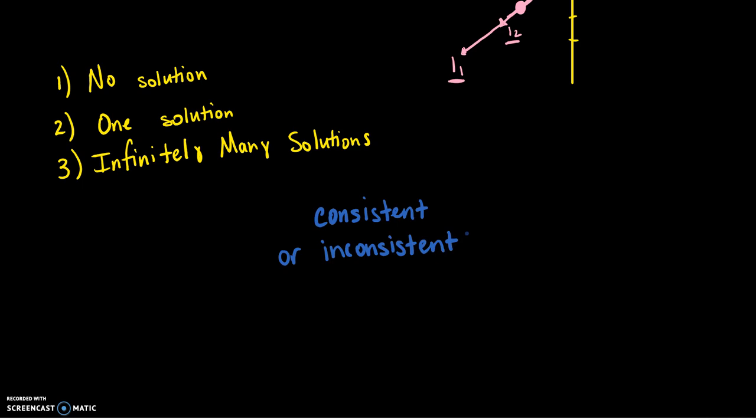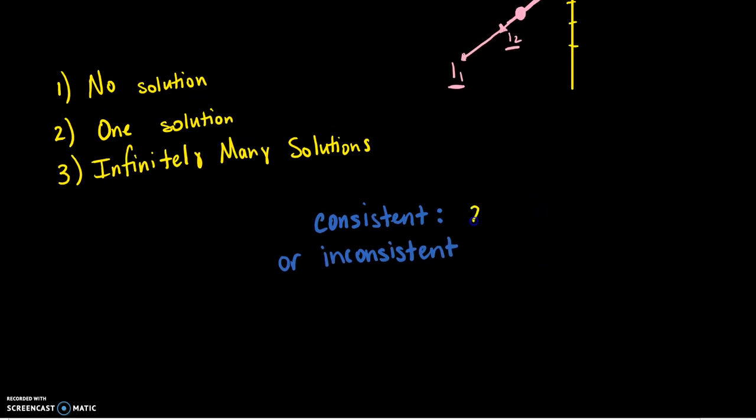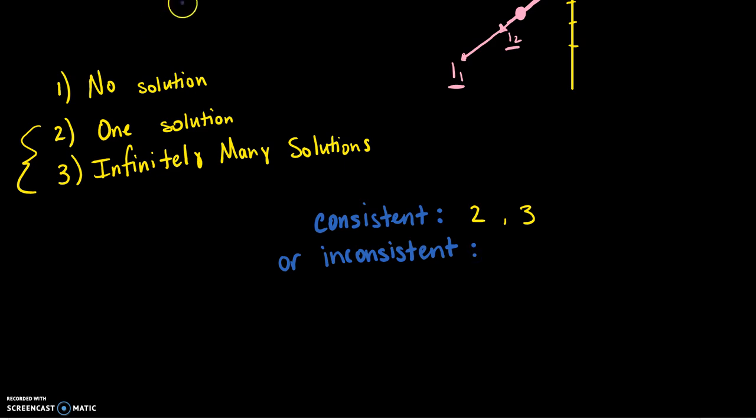So a consistent system, all right, is when we have 2 or 3 from our above list, or when we have one solution or infinitely many solutions. We say our system is consistent if there is at least one solution, all right? And now, conversely, our system is inconsistent when we have one from the above list, or no solutions. All right, so when we have no solution, our system is inconsistent.